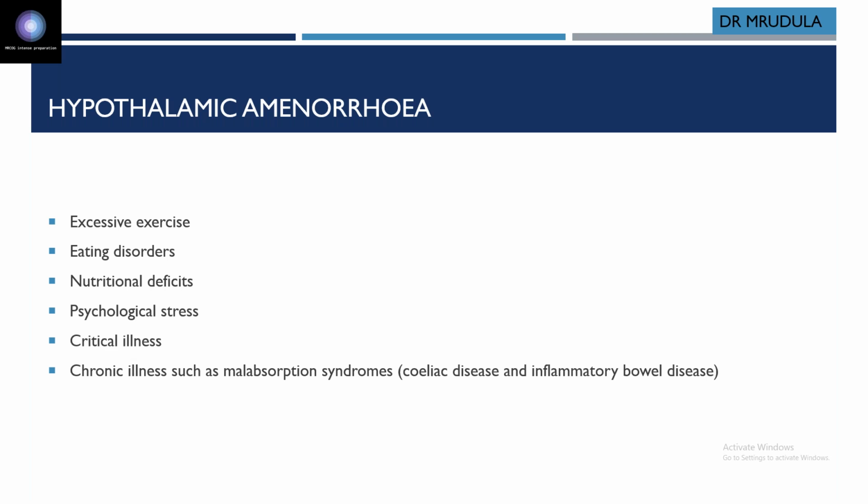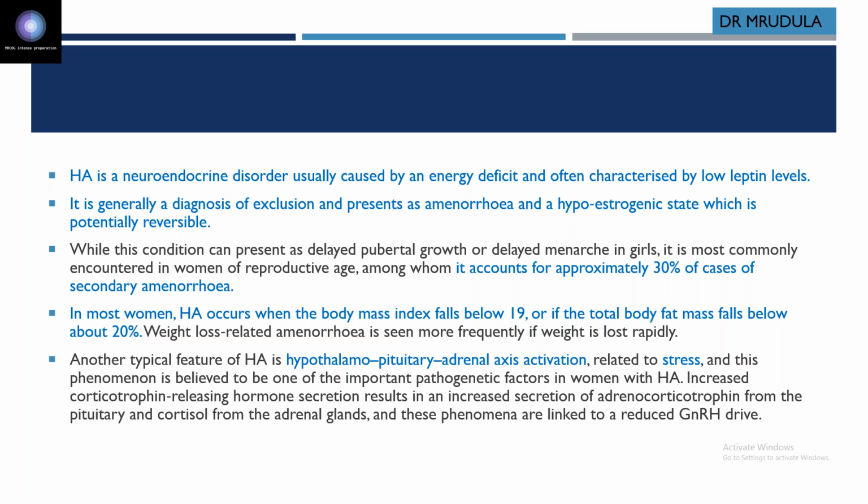Now coming to hypothalamic amenorrhea. This is a distinct entity. It is caused by psychological factors like stress, eating disorders, excessive exercise, nutritional deficits, critical illness, and chronic illnesses like malabsorption syndromes, such as celiac disease or inflammatory bowel disease. So what happens in hypothalamic amenorrhea? It is a neuroendocrine disorder usually caused by energy deficit and low leptin levels. It is a diagnosis of exclusion, and it presents as amenorrhea with a hypoestrogenic state, which is reversible. So hypothalamic amenorrhea is a reversible cause.